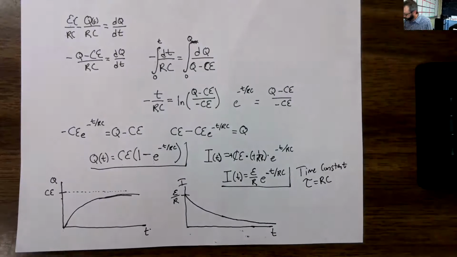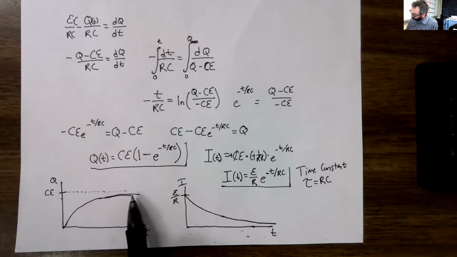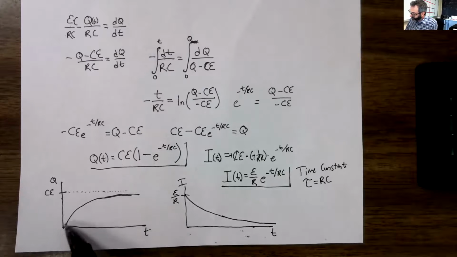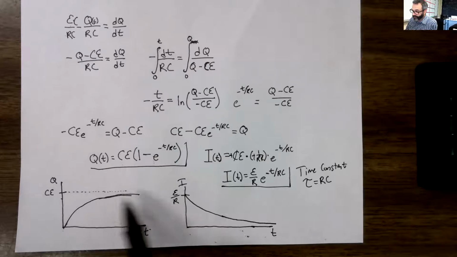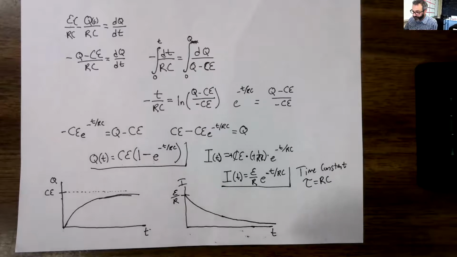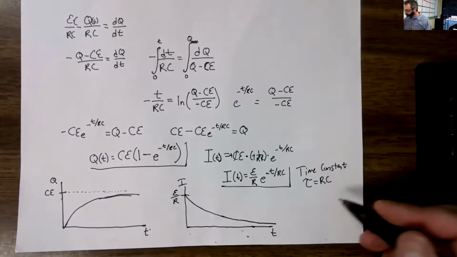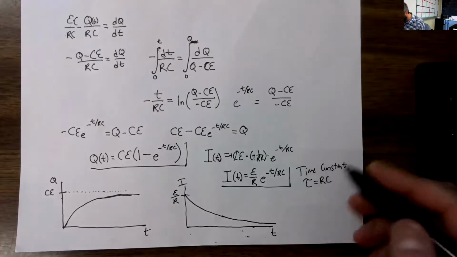Now we can't really talk about the time it takes to charge the capacitor fully, because the capacitor is not really fully charged until time equals infinity. And the current doesn't really drop to 0 until time equals infinity, because it only asymptotically approaches. But RC is a good measure of the time.